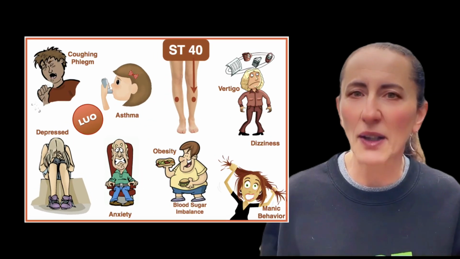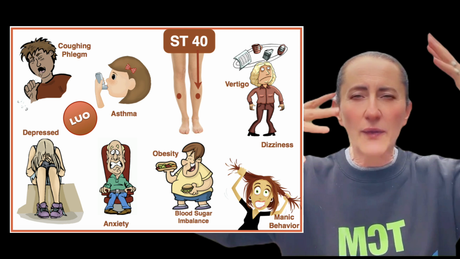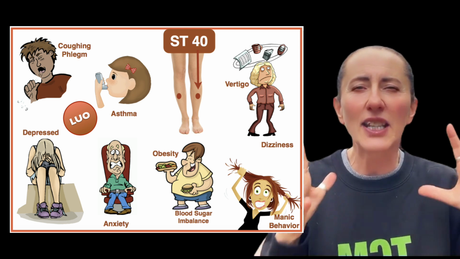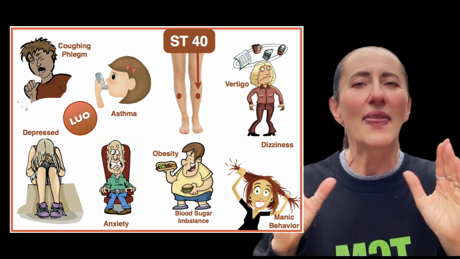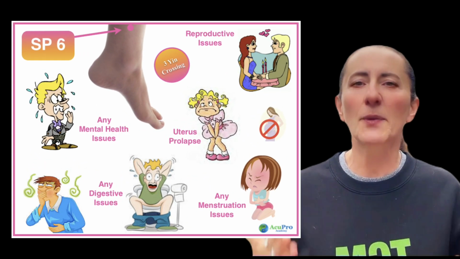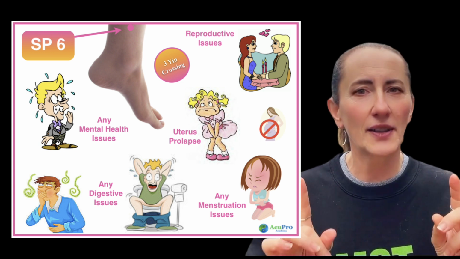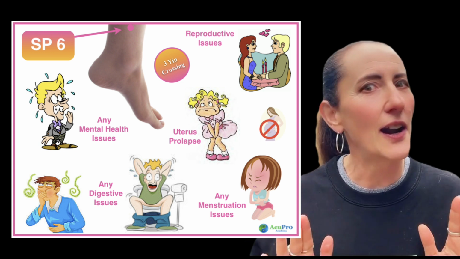The 2 best points to support the Yi are stomach 40, because stomach 40 is the best point to clear phlegm. And when we feel foggy and the inability to think or problem solve, that is a phlegm problem. So stomach 40 is the best point. And the second one is spleen 6 because it allows us to be calm and can improve our cognitive function. You gotta love spleen 6.